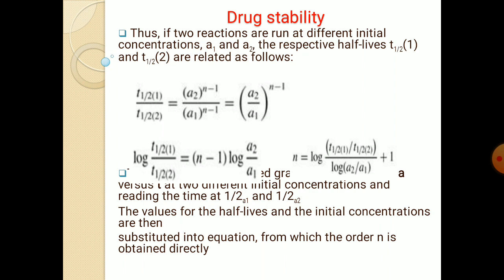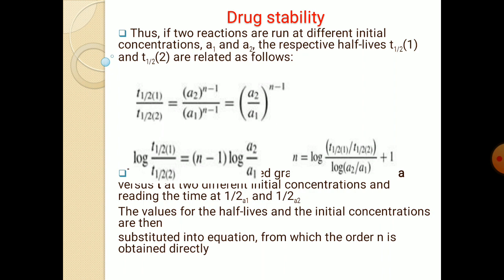For example, as in the case of the first order reaction, if T half 1 and T half 2 are the same, for example T half 1 value is 2 and T half 2 value is also 2. So 2 by 2 is equal to 1 and log 1 is equal to 0. So 0 upon log of A2 by A1 means 0. So 0 plus 1 will be equal to 1. So the order of reaction, that is n, is equal to 1. In this way we can calculate the order of the reaction by the half-life method.